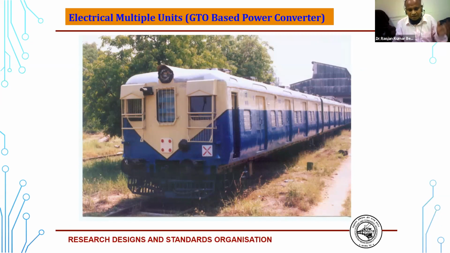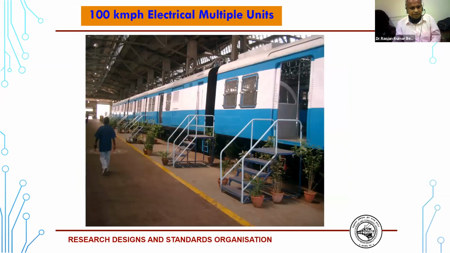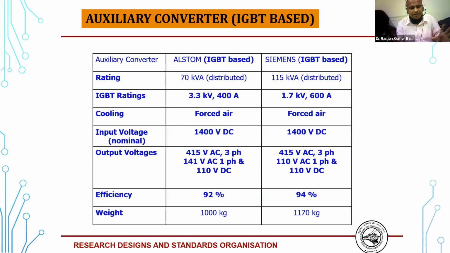This is an electrical multiple unit, and the Millennium Rake, which is in the Western Railway, Bhopal. They have developed this one, and based on that a high speed multiple EMU was designed. If you see a railway engine, you have a converter rating of 70 kVA and 115 kVA. They have given this specification to the company, they design and give it to us, and we use that one.